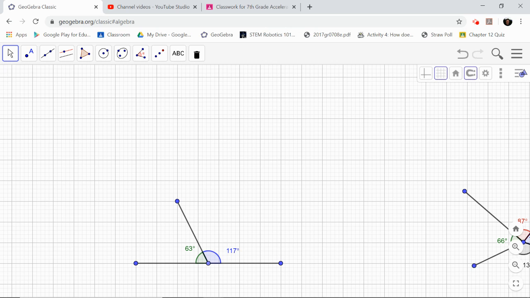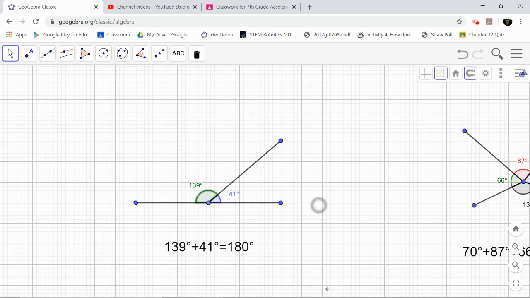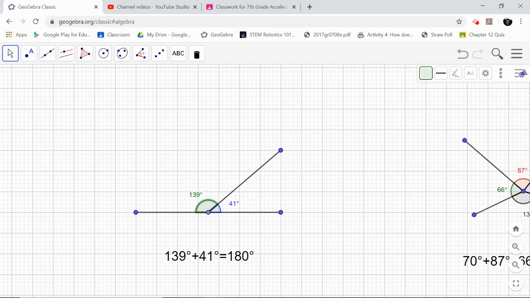First of all, you have to know what supplementary angles are. Supplementary angles are angles that add together to make 180. And they look like this. There's going to be two angles, and you can see that these two angles form a straight line. Whenever you have two angles that form a straight line, they are always going to add together to equal 180.